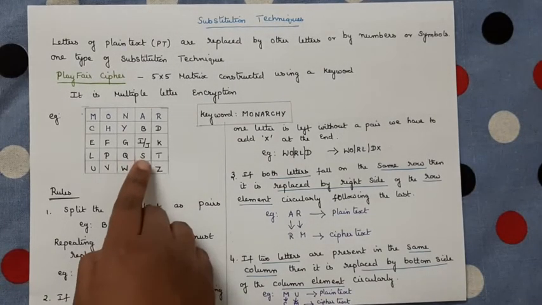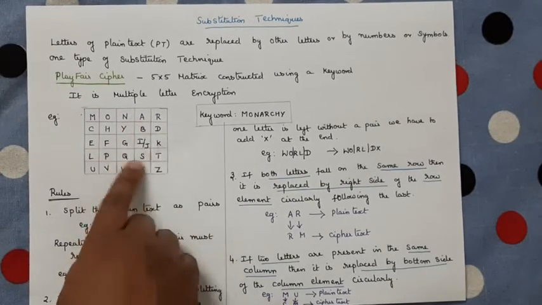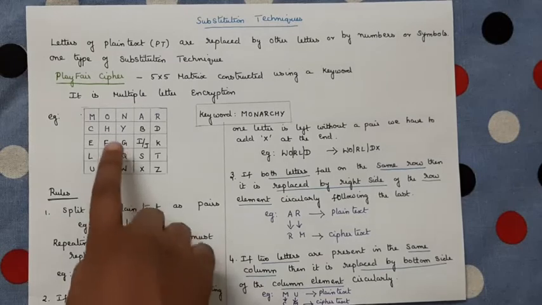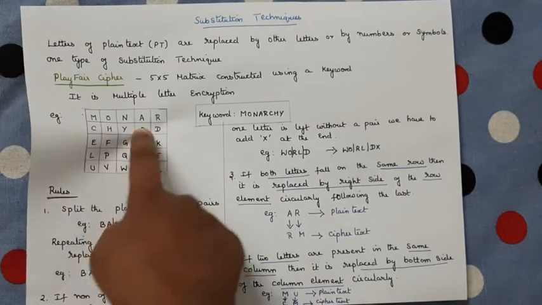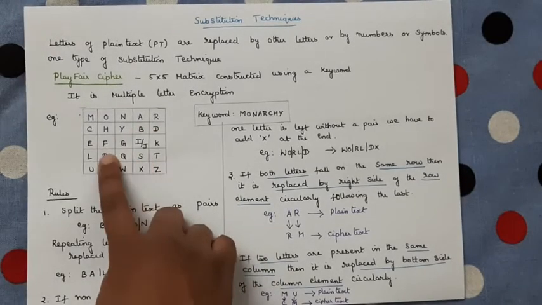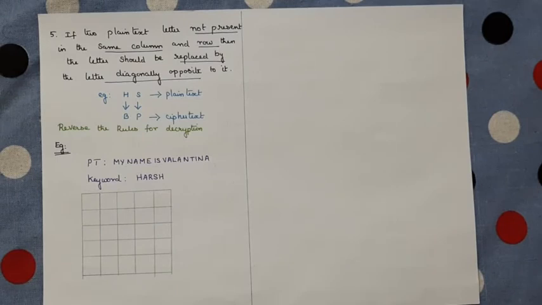So here if you see, it will be in a kind of square or rectangular fashion. Here it is H. H is replaced with the diagonal element B, and S is replaced with the diagonal element P. So H is replaced by B and S replaced by P. This is for the encryption part. When you want to do the decryption, it will be the reverse of it. So I will just explain with an example here.